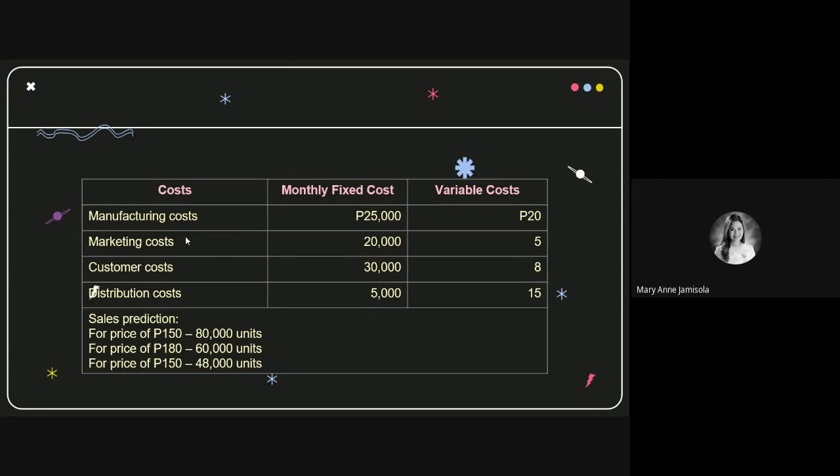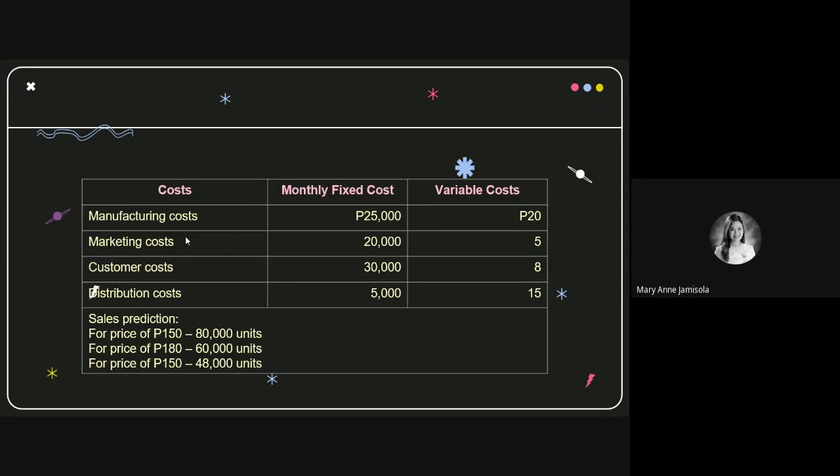Okay. Now, another question. What price will produce the most profit for the company? Is it the selling price of 150? Is it the selling price of 180? Is it the selling price of 225? So all you need to do is to deduct the total costs from the expected revenues for that particular selling price, and whichever gives us the highest net profit will be the best price.